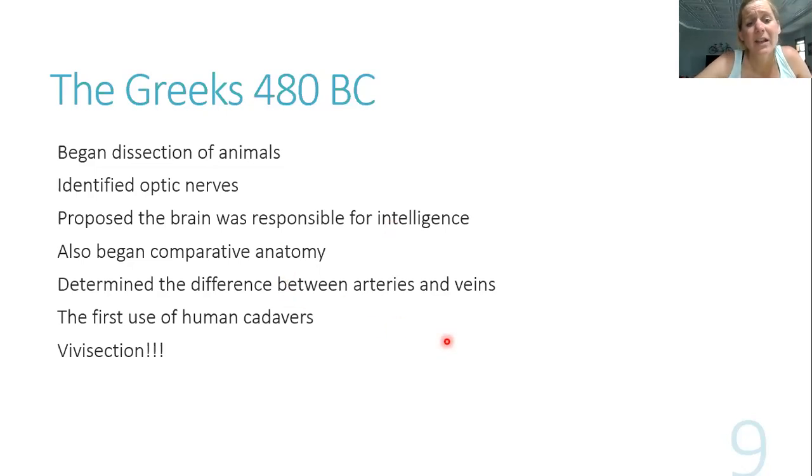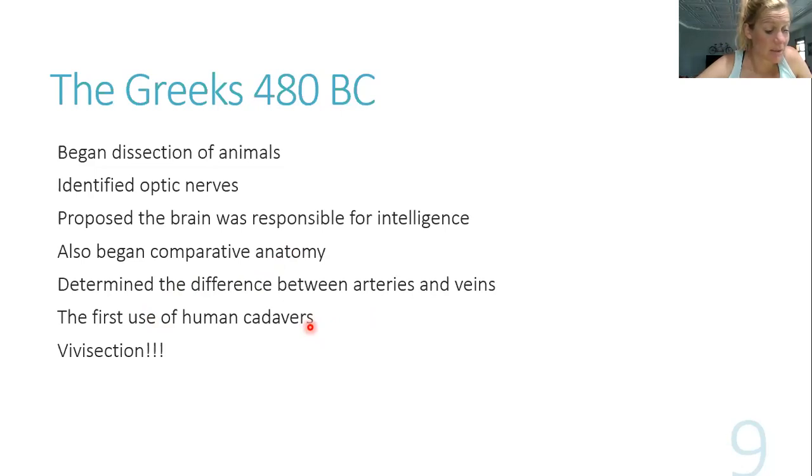They determined the difference between arteries and veins. Arteries carry blood away from the heart, veins return blood to the heart. So they figured that out. Again, pretty advanced with the cardiovascular system at this point. They were the first to use human cadavers. So they were dissecting individuals in order to gain a better understanding of what was going on inside.